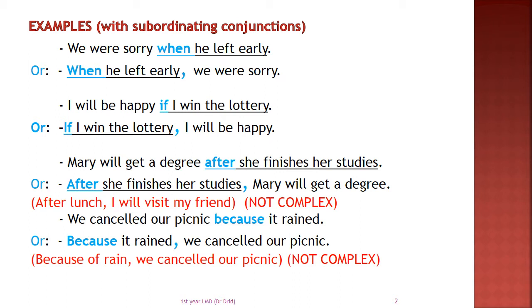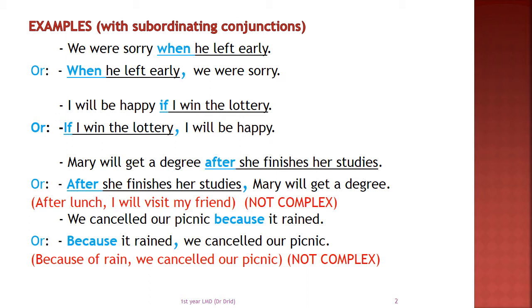I can say, I will visit my friend after lunch. Now, after is not a subordinating conjunction here. It is a preposition. So some words sometimes function as subordinating conjunctions and sometimes function as prepositions. We should always look at the group of words which follows them.